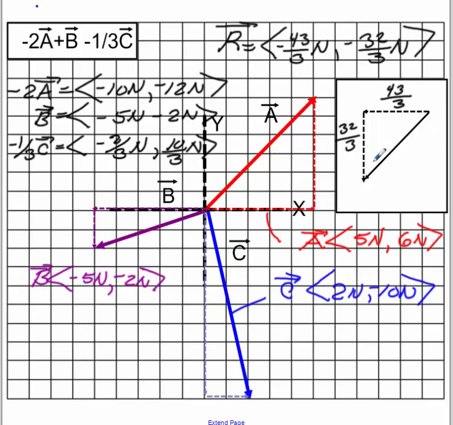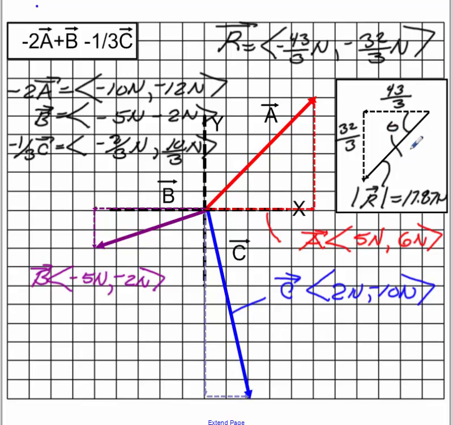Put my value in, and that's going to give me the magnitude of r. R right here, the r vector. The magnitude of r is going to represent 17.87 newtons. Now if I want this angle here, what do I know about that angle? I know the opposite and I know the adjacent, so I go to my tangent. So I can take 32 divided by 3, and then divide, in parentheses, 43 divided by 3. Now I'm going to go to my inverse tan, and I'm going to get an angle right there.